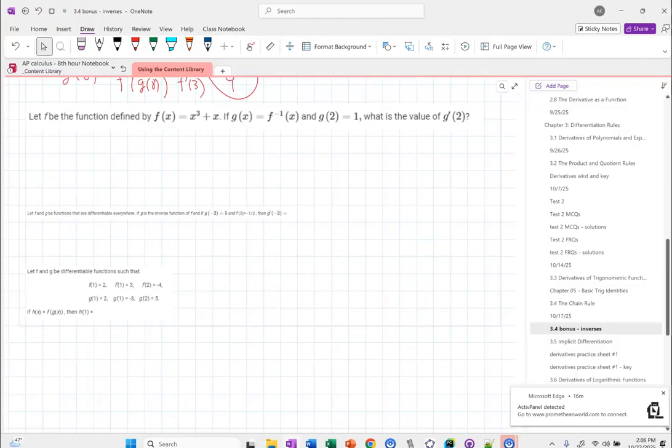So let f be the function defined by f of x equals x cubed plus x. If g is equal to f inverse of x and g of 2 is equal to 1, what is the value of g prime of 2? What's that saying? They're inverses, right? Another way of writing it algebraically. Alright. So this is the notation for inverse. The negative one.